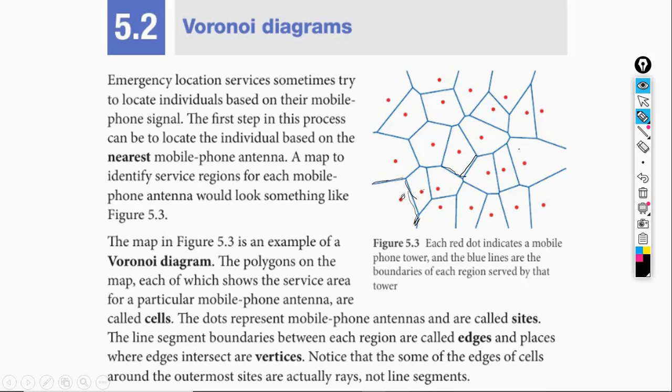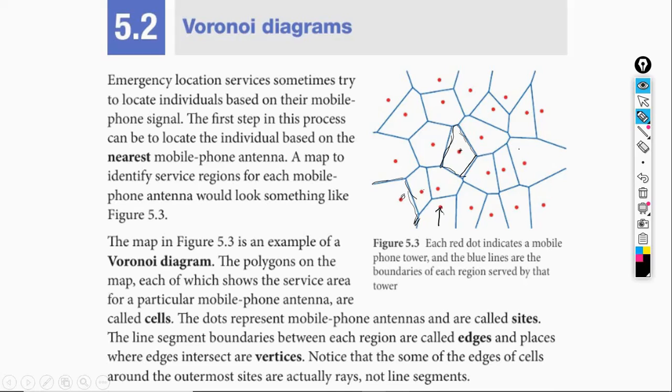Now notice that it's a good name because they do follow a cellular pattern. They do look a little bit like cells, where this would be the center of the cell, the nucleus of the cell, right? The dots represent mobile phone antennas and are called sites. So these are known as sites. The line segment boundaries between each region are called edges.